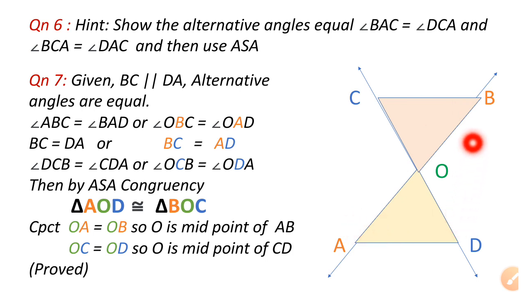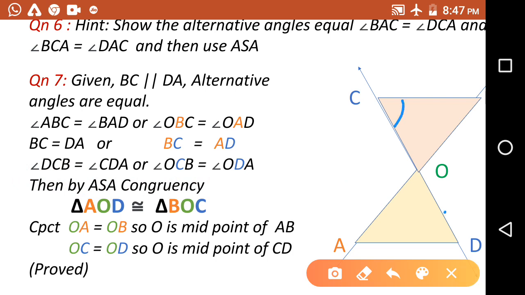BC is equal to AD, it is given. So one angle and one side are found equal. So one more angle, this one is the alternate interior angle, so we will say it is DCB, like this one. See, this angle and this angle. So one is DCB, so we can write OCB.